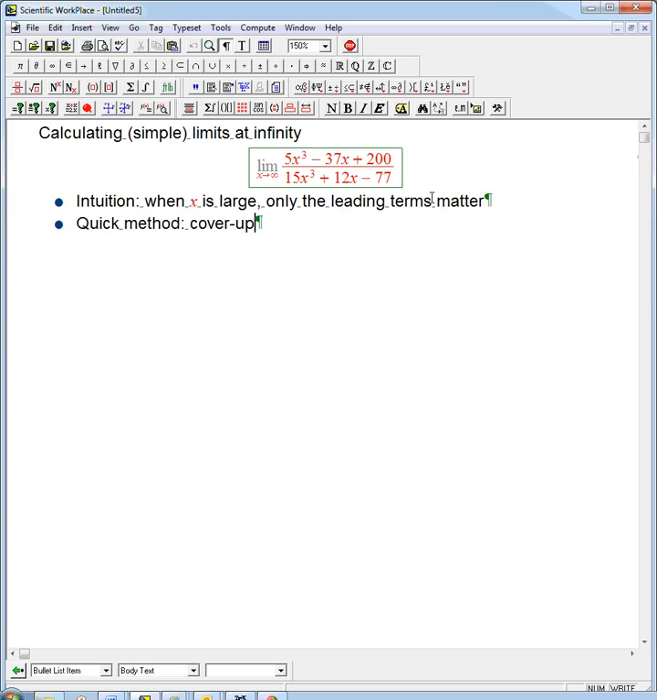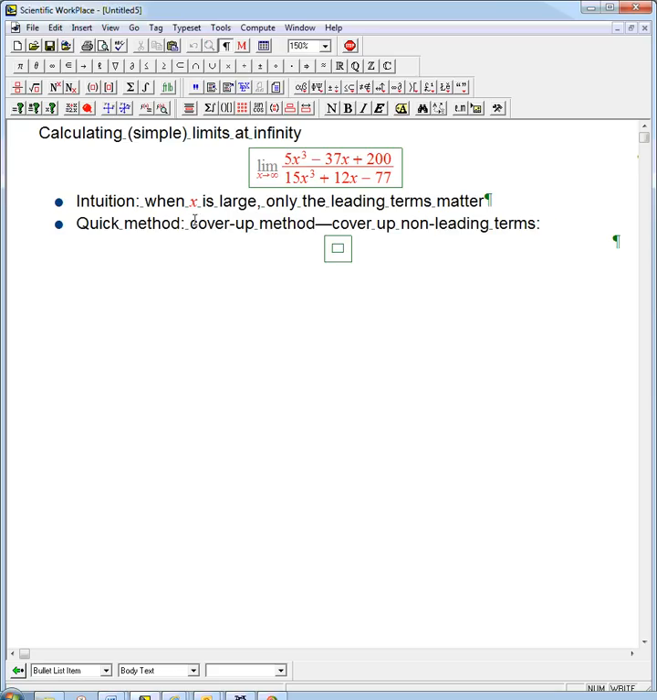A student once called this the Roswell method, after the Roswell incident with the aliens and all. Anyway, it's a cover-up method. And we just cover up, ignore all the non-leading terms. And then what do you do? Well, then you just have a new limit.